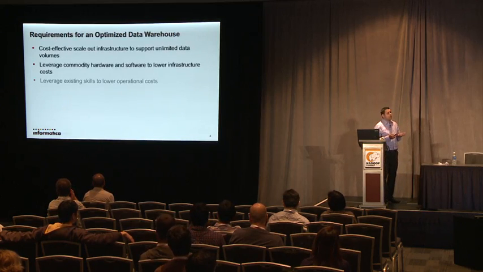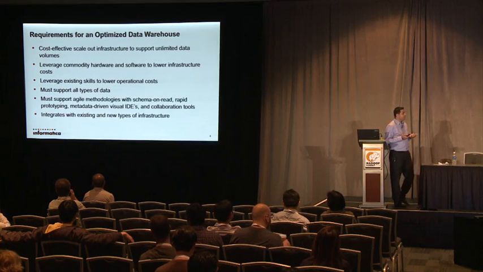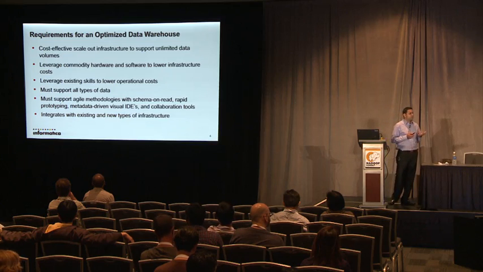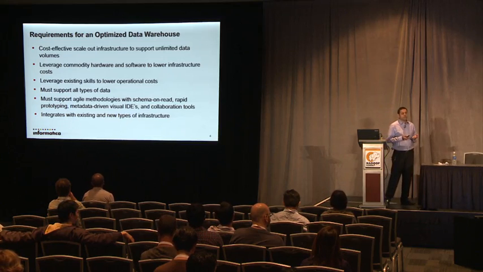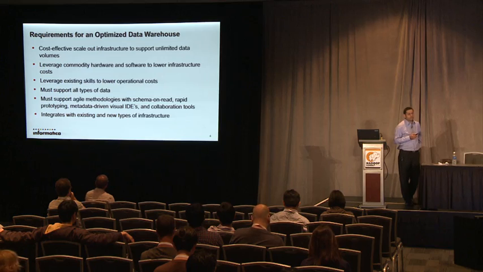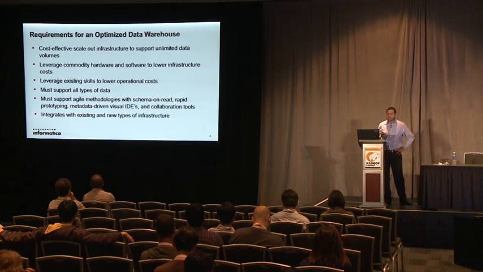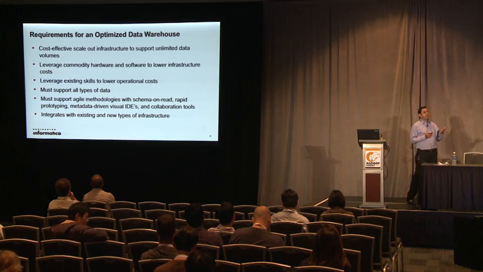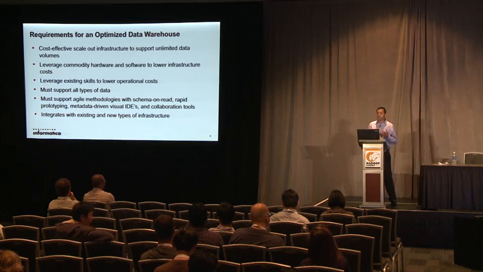So what are the requirements from today's data warehousing needs? Obviously, we need a cost-effective scale-out infrastructure to support unlimited data volumes. It should also be able to run on commodity hardware, and rely on software and open source software, et cetera. But you also want to be able to leverage the existing skills that you have, to lower your operational cost. So those are some of the things.